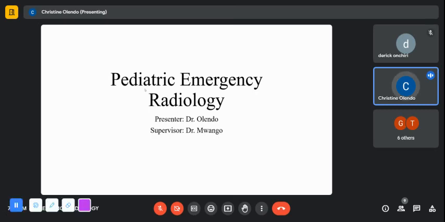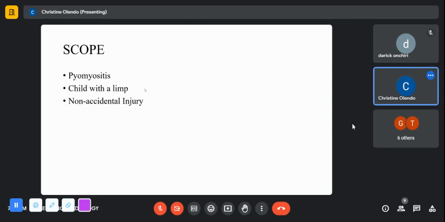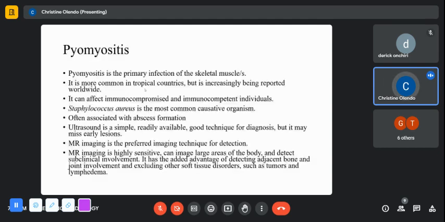So today we're just going to finish up the pediatric and emergency radiology topics. We have just three more topics left, which are pyomyositis, child with a limp, and non-accidental injuries. So we'll start with pyomyositis, which is a primary infection of the skeletal muscles.